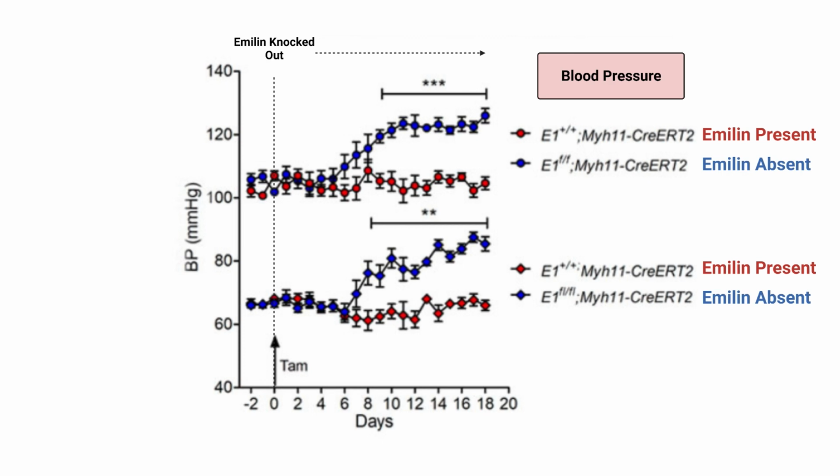If you're looking at the data, the systolic is up top and the diastolic is below. And it's a pretty significant rise. I mean, I don't know, say like 15 to 20 millimeters of mercury. That's a huge increase in blood pressure. So here we've got proof that the removal of Emilin leads to an increase in blood pressure. Okay.